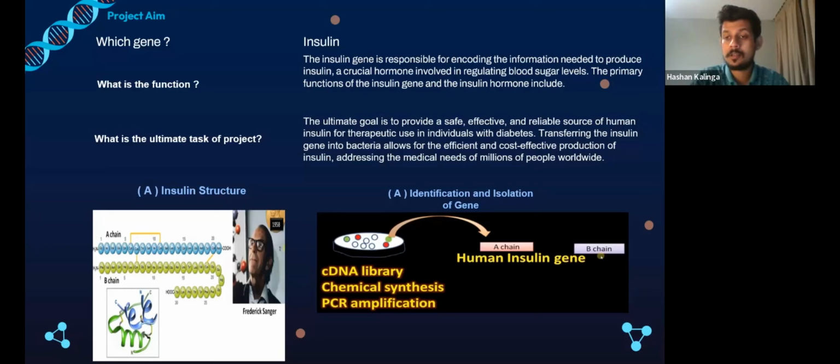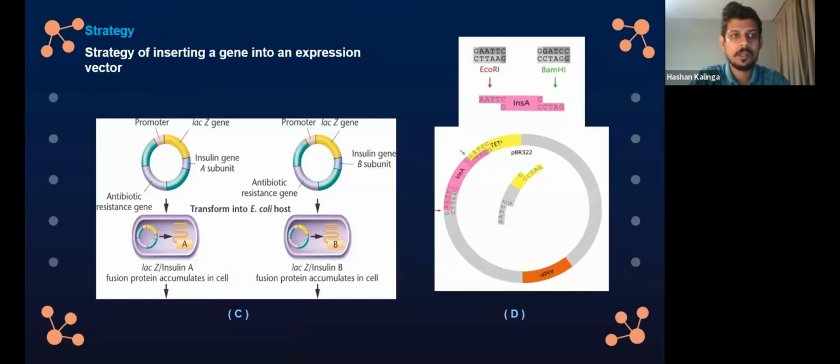So if you go over the transformation steps, first of all, we have to identify and isolate the gene of interest. Here, we use the human insulin gene as our gene of interest. Next, the strategy of inserting it into the expression vector. We use pBR322 as our suitable vector. It is more ideal for this process.